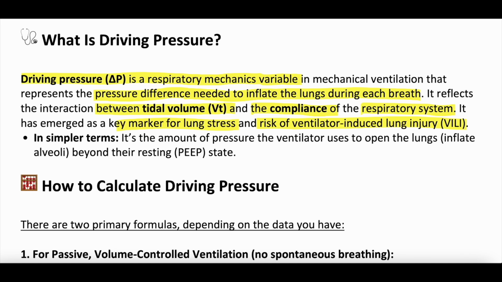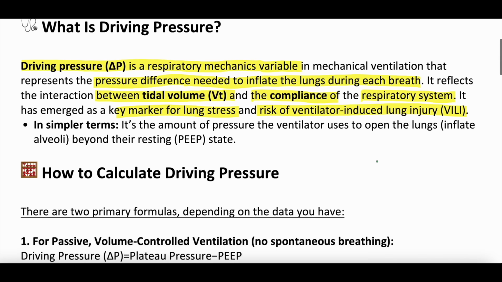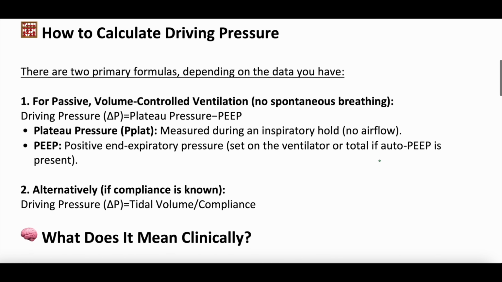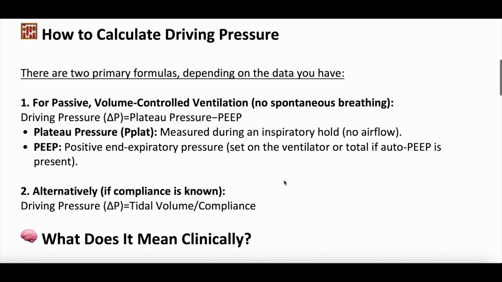If we were to try to bring it down to a lower level, it's kind of the amount of pressure the ventilator uses to quote-unquote open the lungs beyond their resting state. And this definition will make more sense, I think, when we start to talk about the equation for it. We'll loop back around to it. It depends on how your brain works, but sometimes understanding the equation, how to calculate it, then helps us better understand the concept behind it. So, good transition. How to calculate driving pressure.